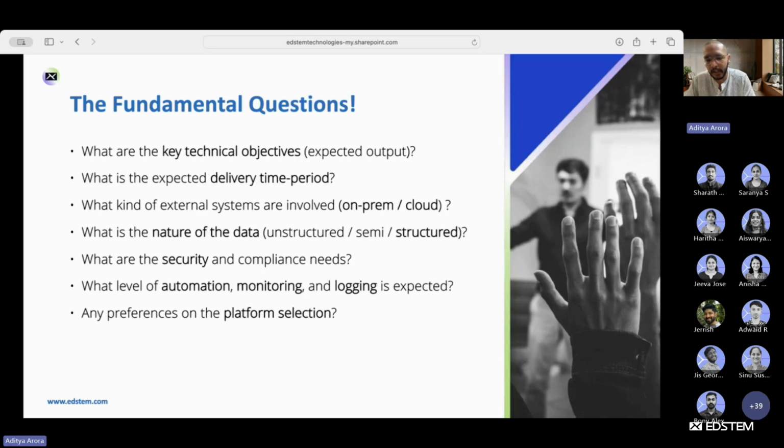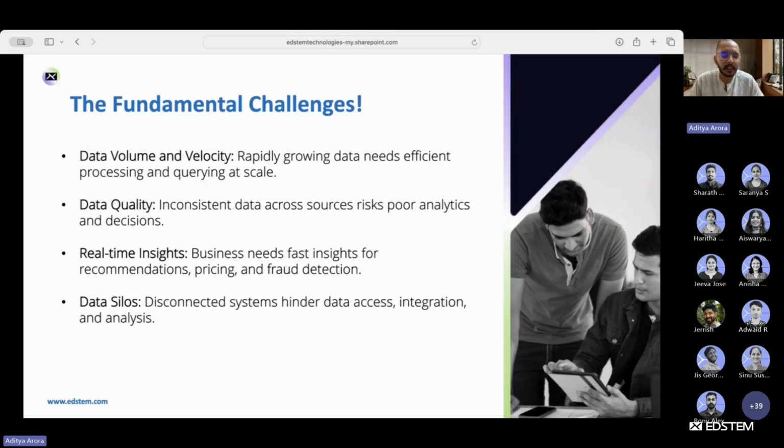So these are the fundamental questions. These are the fundamental challenges. Anything you guys have before we move ahead?